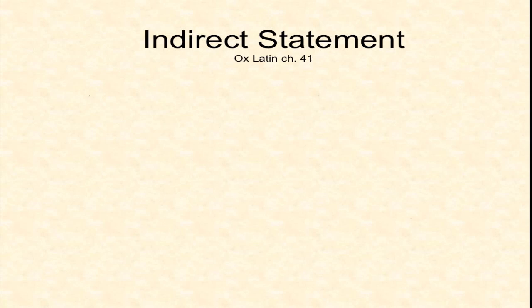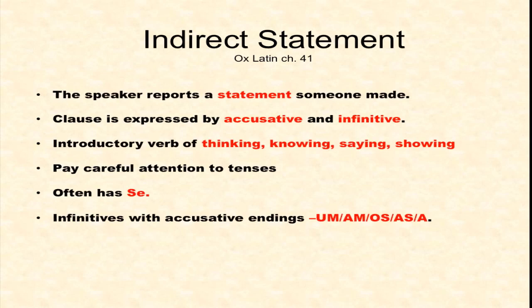So, in sum, for our indirect statement, the speaker reports a statement somebody else made. Could be him or her. The clause is expressed by accusative and infinitive. You have an introductory verb of thinking, knowing, saying, or showing. You have to pay careful attention to the tenses. You have to sort that out before you've got a good handle on it. It often has a se in it. And the infinitives, we need to look out for infinitives with accusative endings.